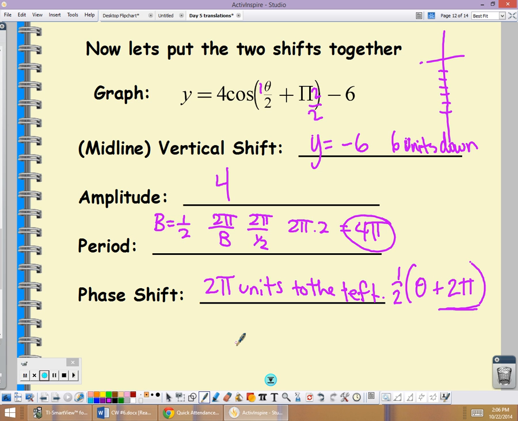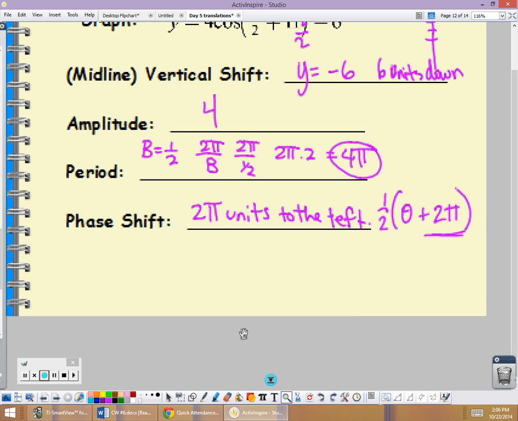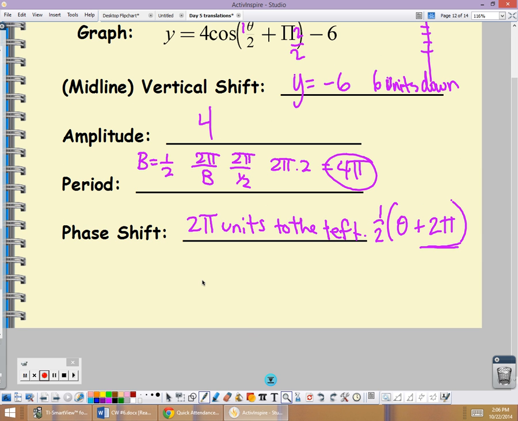Okay. So we didn't do the 0 to 2 pi thing. Let's try that and see if it confirms what we are feeling about our phase shift. So I'm going to give us some more room here. We're going to do our 0 to 2 pi. But instead of putting theta in here, what am I going to put inside that? Theta over 2 plus pi. Okay. Let's go ahead and solve this for theta, and then we'll check in.